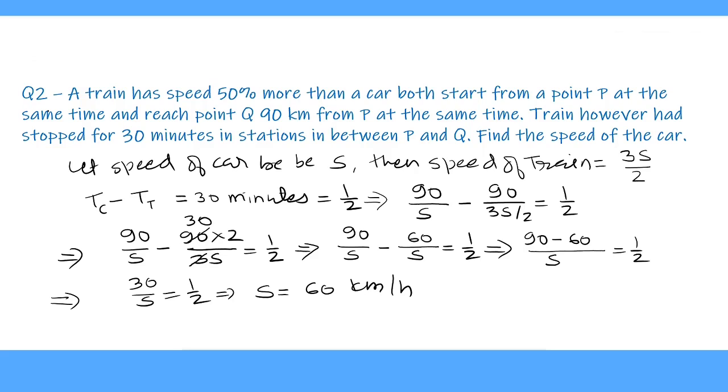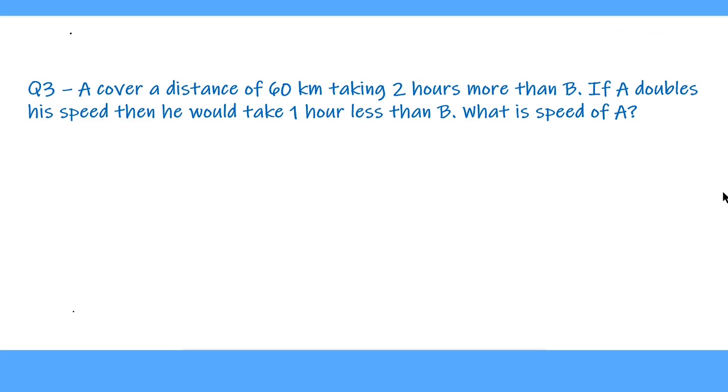So s equal to 60 km per hour. So speed of car is 60 km per hour. Though the speed of train is not asked, it is 50% more than that of car. So speed of train is 50% more than 60, which is equal to 90 km per hour. We go to the third question.